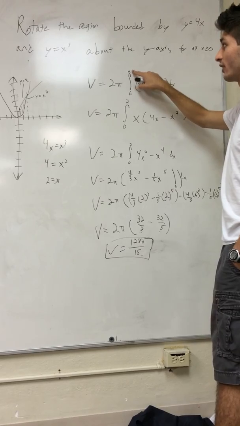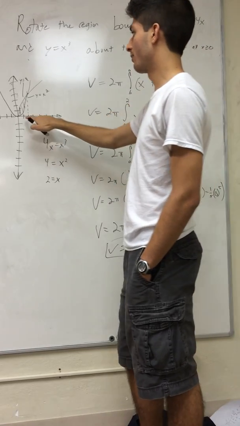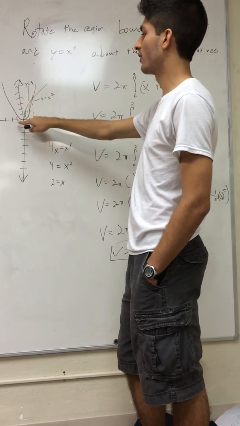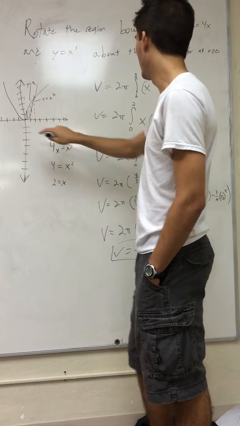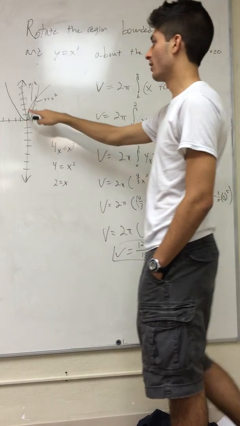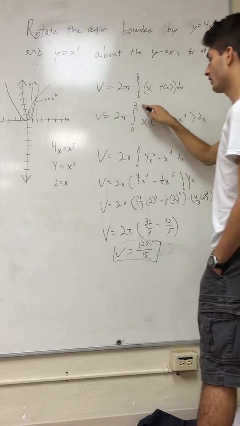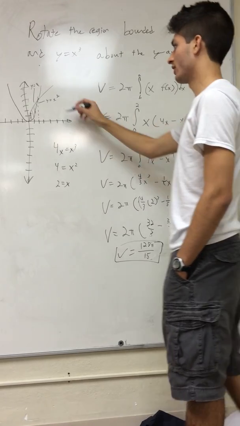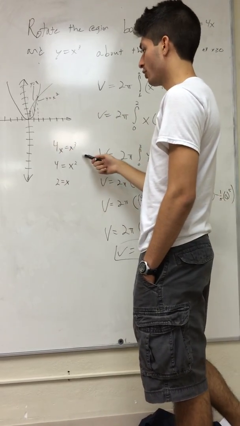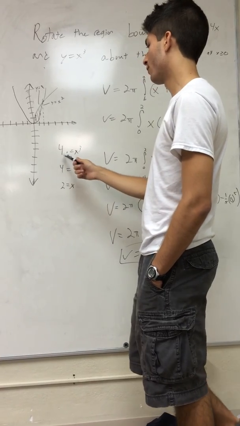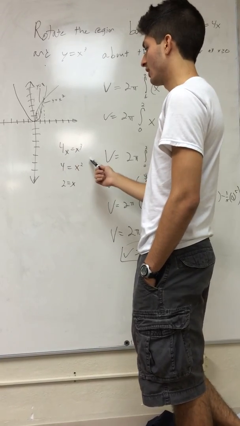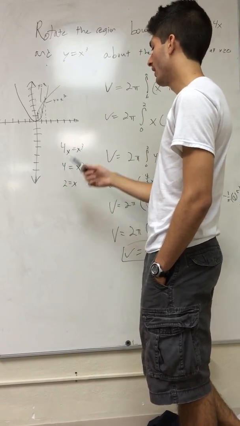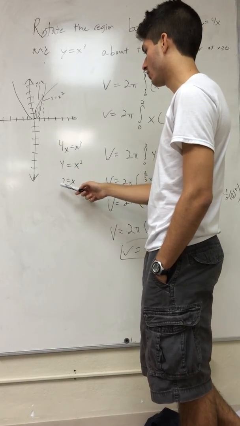Our limits a and b are determined by where the two functions intersect. They intersect at 0 at the bottom, so 0 is our lower limit, and at the top they intersect at 2, so 2 is our upper limit. We find the top intersection by setting them equal: 4x equals x cubed. Divide both sides by x and you get 4 equals x squared. Then take the square root of both sides and you get 2 equals x.